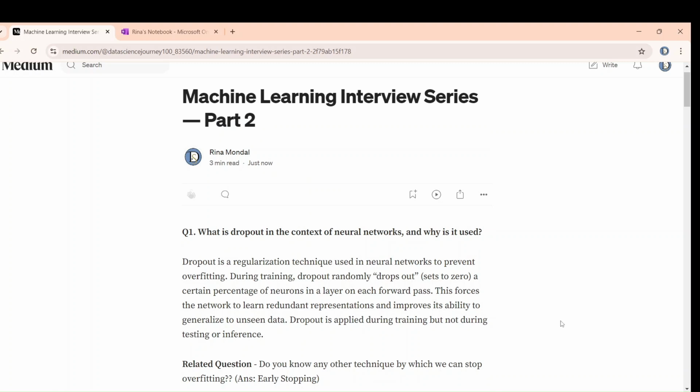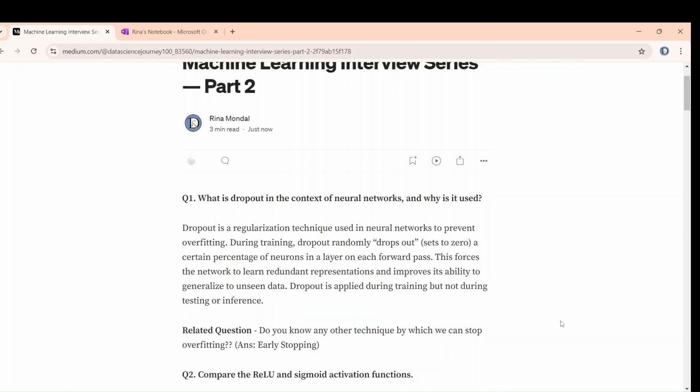Let's continue our machine learning interview series. First question: what is dropout in the context of neural networks and why is it used? So you can say that dropout is a technique used to prevent overfitting.